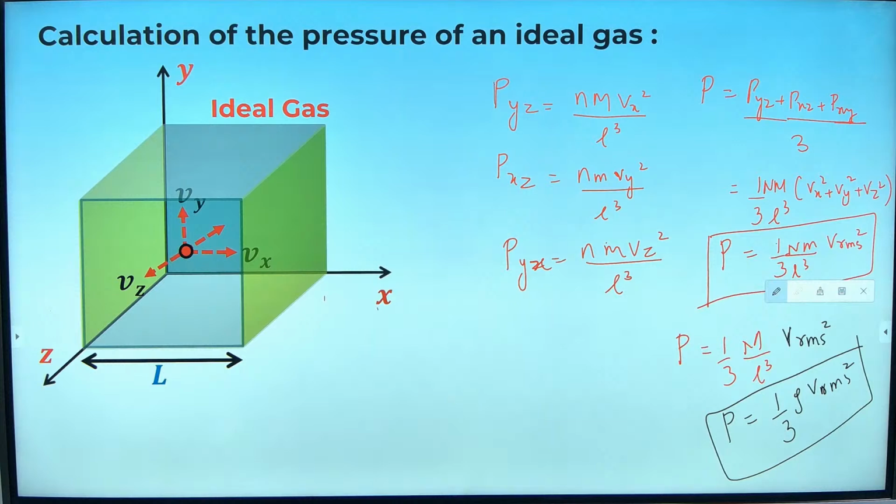If we take out N, the number of molecules, that's only for one molecule. The one you will obviously.